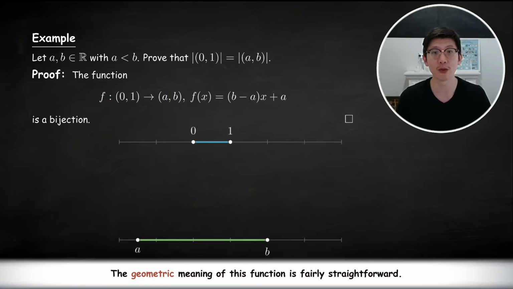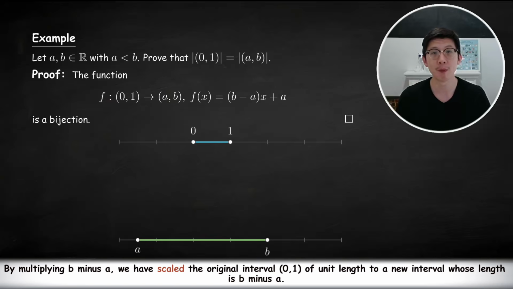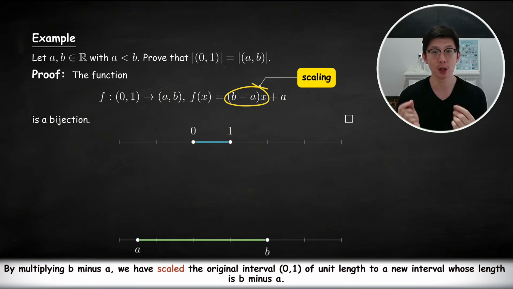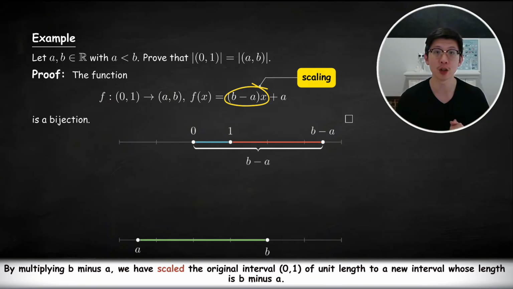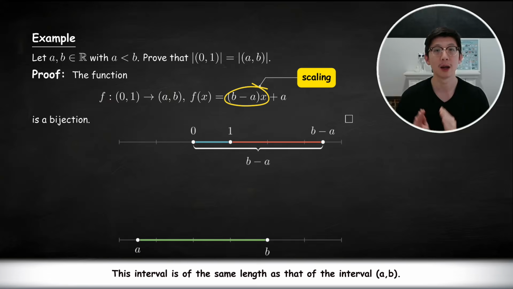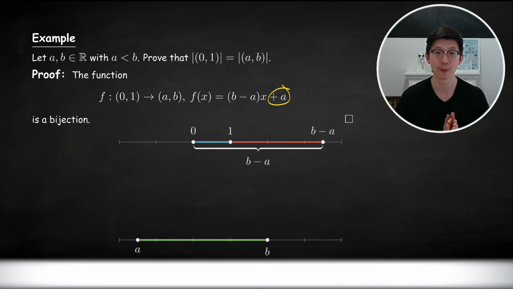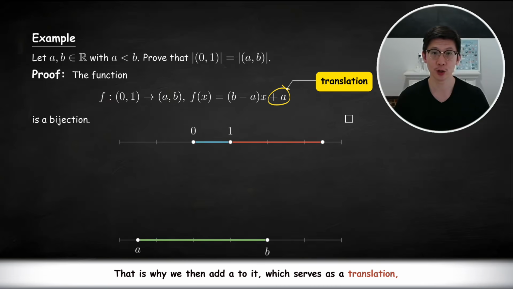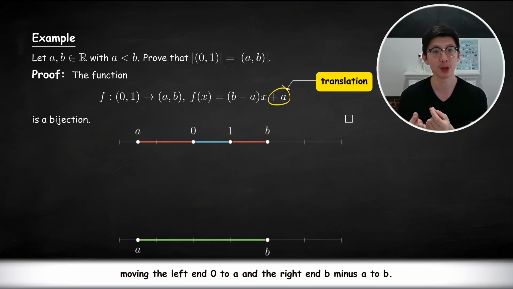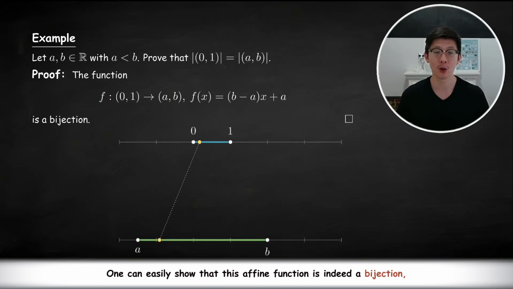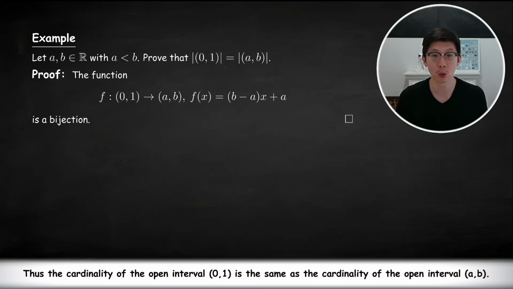The geometric meaning of this function is fairly straightforward. By multiplying b minus a, we have scaled the original interval (0, 1) of unit length to a new interval whose length is b minus a. This interval is of the same length as that of the interval (a, b). However, their endpoints still do not match with each other. That is why we then add a to it, which serves as a translation, moving the left end 0 to a and the right end b minus a to b. One can easily show that this affine function is indeed a bijection. Thus, the cardinality of the open interval (0, 1) is the same as the cardinality of the open interval (a, b).